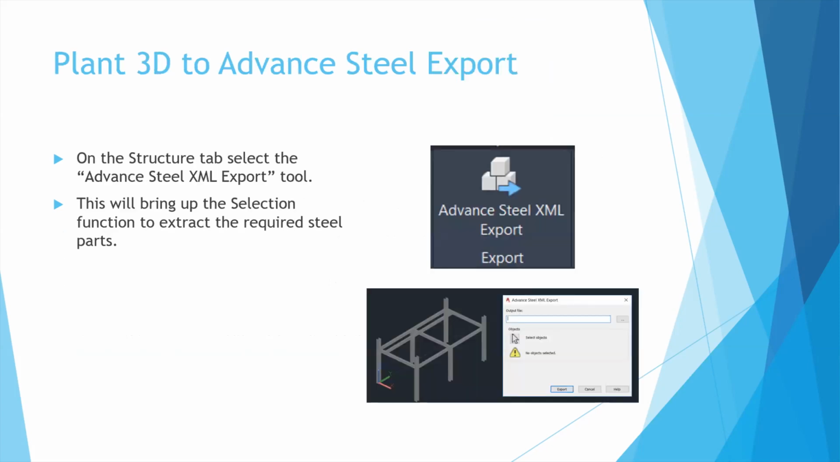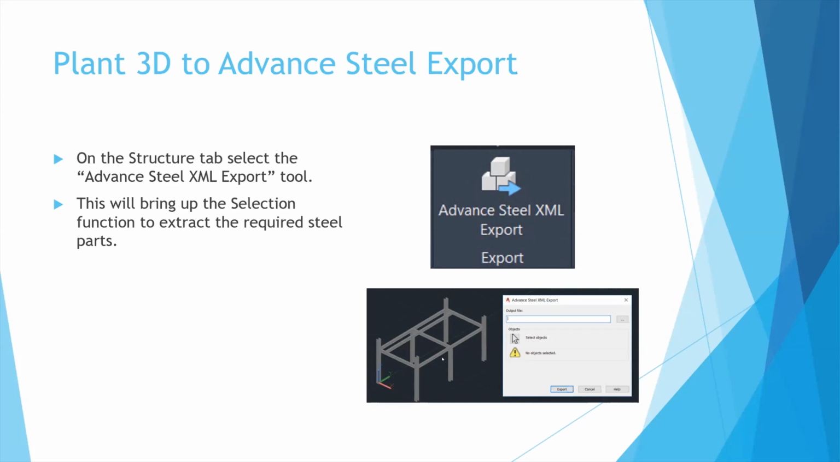Plant 3D to Advanced Steel export. Now, it wants to export to Advanced Steel what it thinks is an XML. That's what's written on the actual button itself from Plant 3D. So you'll need to go to the structural tab on Plant 3D. You want to write that down. Do a screenshot for yourself. So go there first, and you'll see that there's an Advanced Steel export button there. This will bring up the selection function to extract the required parts.